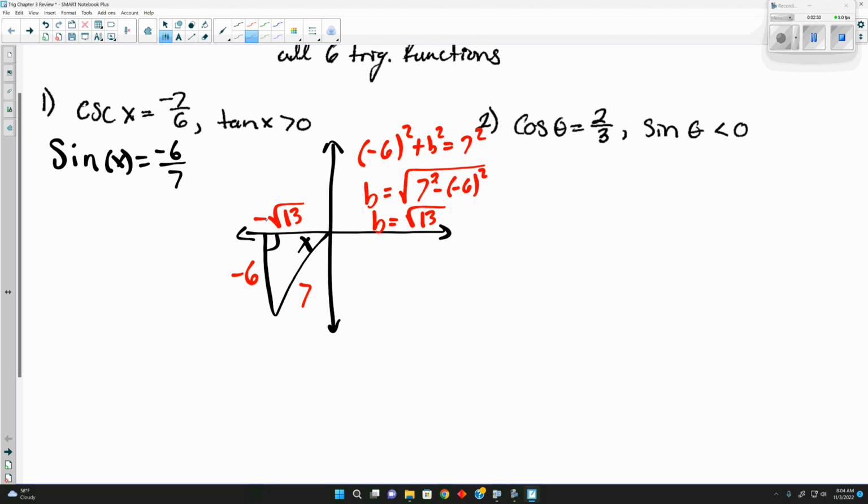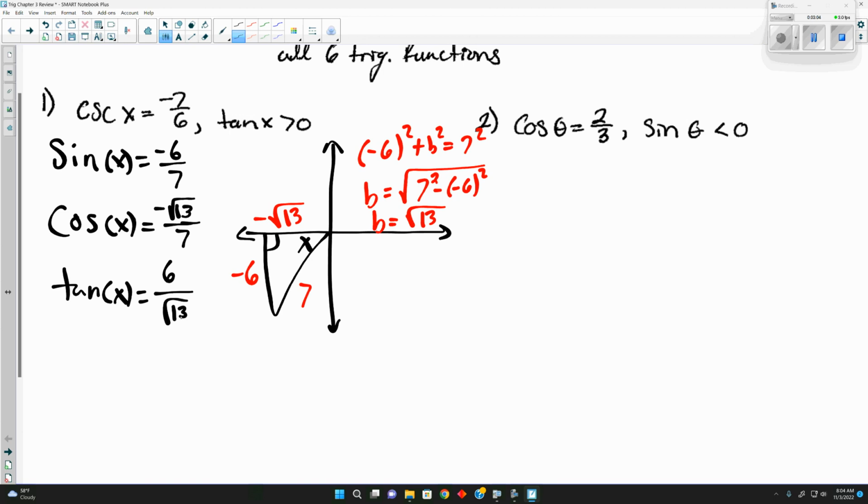That's one of the nice things with setting up this triangle. Now you don't have to draw it as big as I did, but we have this here. Now we can find cosine of x next. That's adjacent over hypotenuse, so negative square root of 13 over 7. Tangent of x, opposite over adjacent, so 6 over the square root of 13. Really, both of them would be negative, but the negative and negative would make a positive.